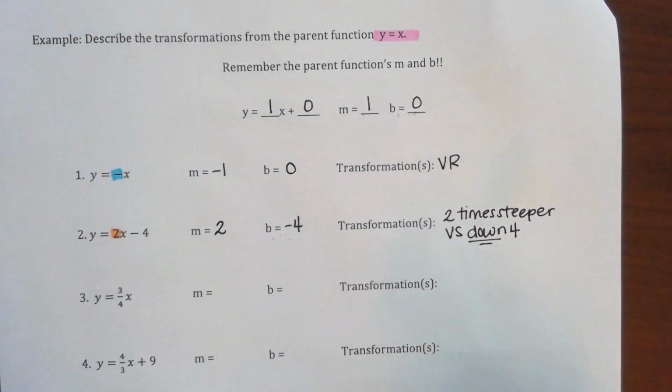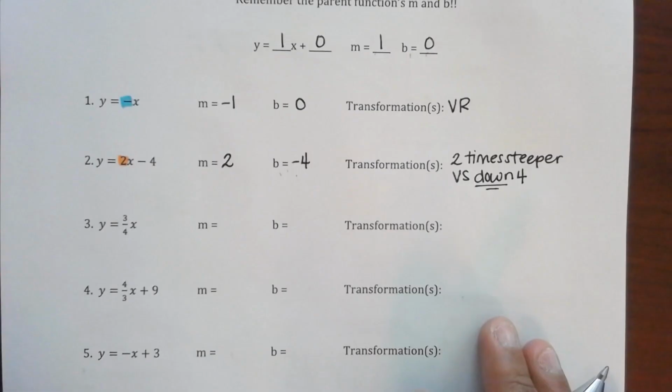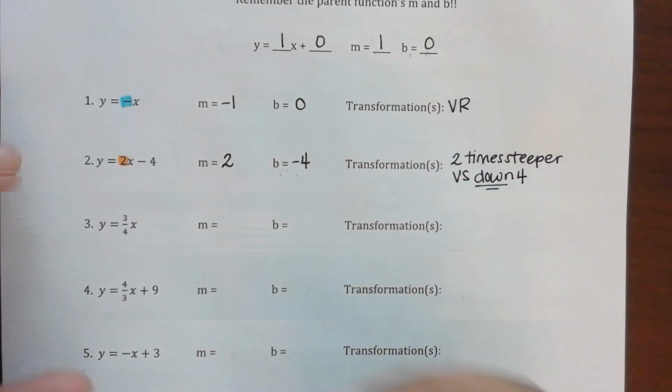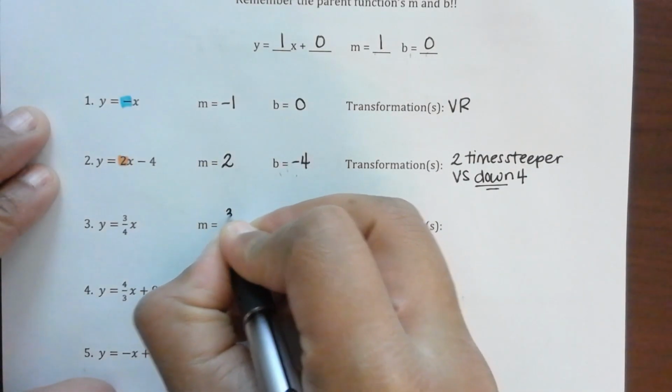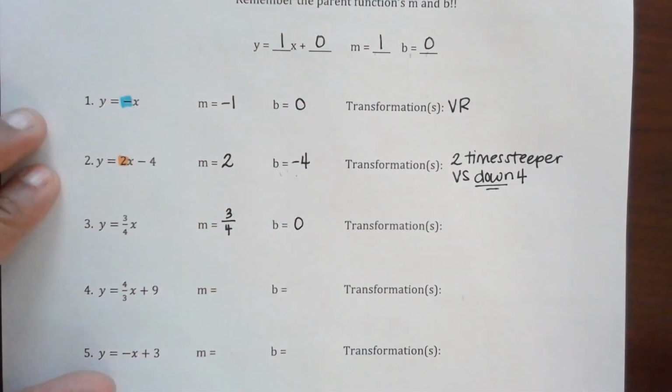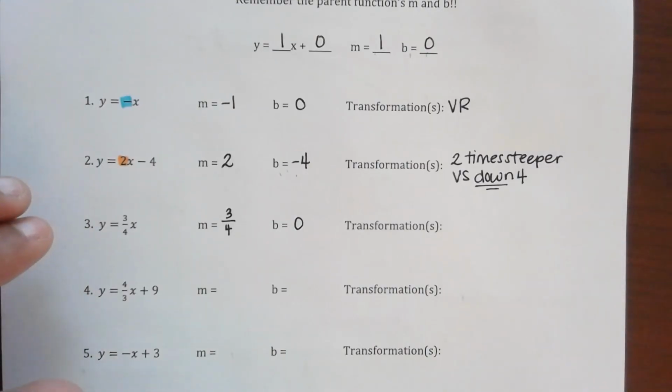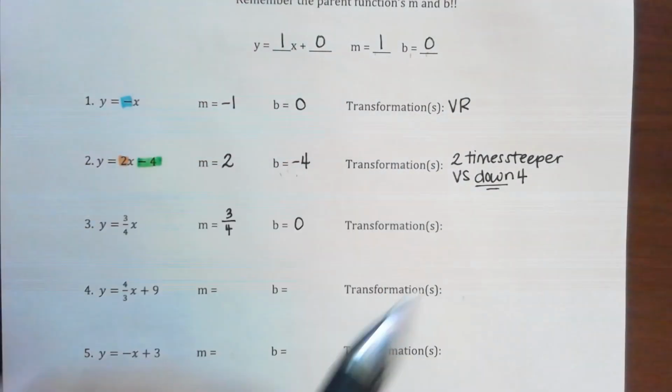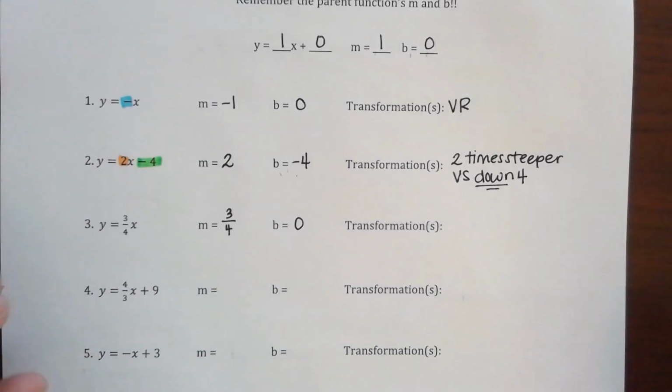Number 3, I have y equals 3/4 x. What changed? M. What does M become? 3/4. And what's B? 0. Still 0. So, do I see any negatives? No. Do I see any changes in M? Yes. So, how did M change? It became 3/4. The question here is, is 3/4 greater than 1 or less than 1?